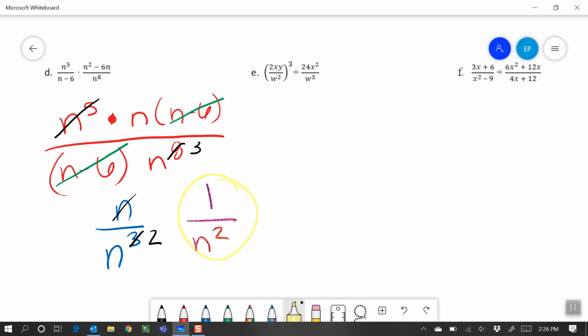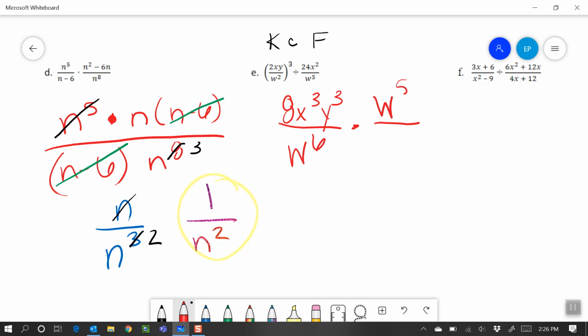On the E, you're going to do keep, change, flip. So it's a division problem, so we're going to keep, we're going to change, and we're going to flip. So I'm just going to rewrite the problem, and this time I'm going to write it in red again. I'm also going to simplify this first fraction. So this cube means I need to cube everything here first. So 2 cubed is 8, x cubed, y cubed, over w to the 6, times, I'm going to flip the second fraction, w to the 5th over 24x squared.